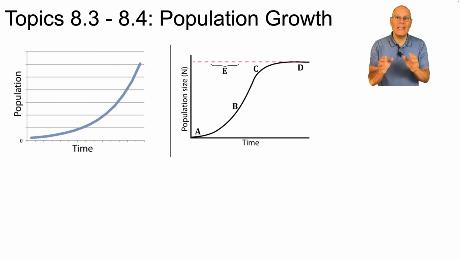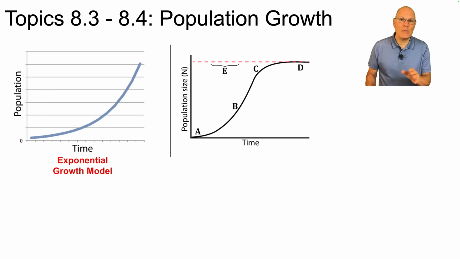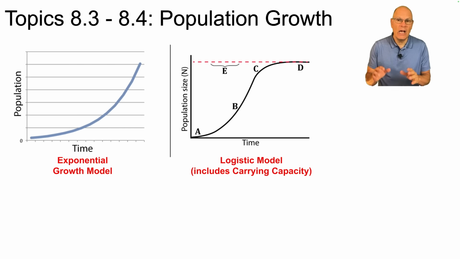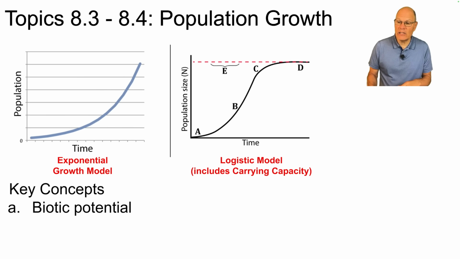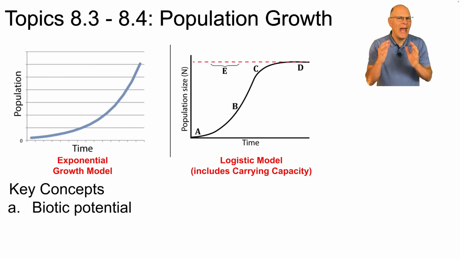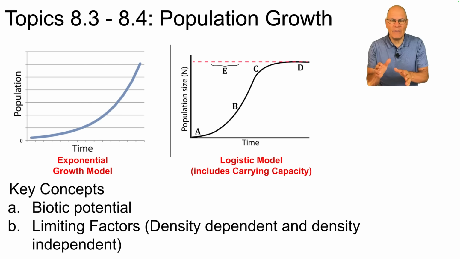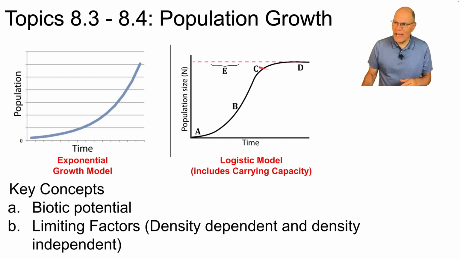Topics 8.3 and 8.4 are about population growth. That includes the exponential growth model and the logistic model, which includes the idea of carrying capacity. Some key concepts are biotic potential, how fast a population is capable of growing, and limiting factors, things that keep a population at or below its carrying capacity, and those can be density dependent or density independent.